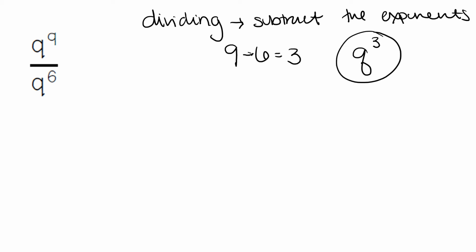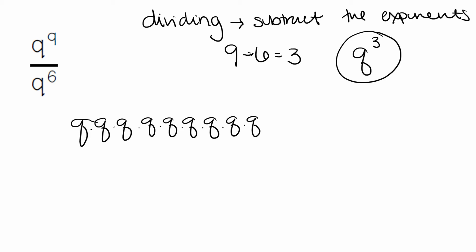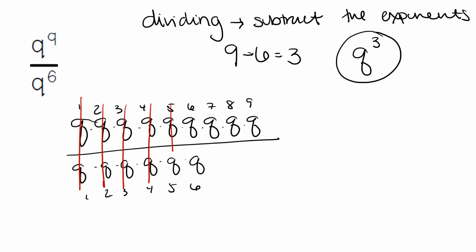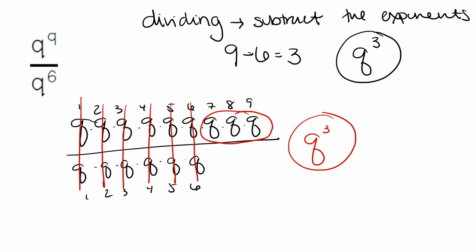But let's talk about why that works. If I start with q to the 9th, I would have 9 q's. I'd break it down. And then on the bottom, I have 6 q's. And what we can do is we can pair them up and cancel them out. We match one on top with one on the bottom, and we are left with 3 q's left over, q to the 3rd power.